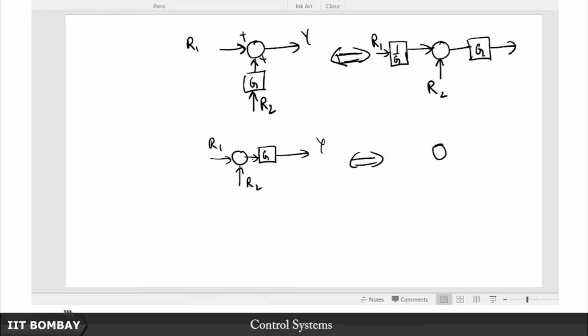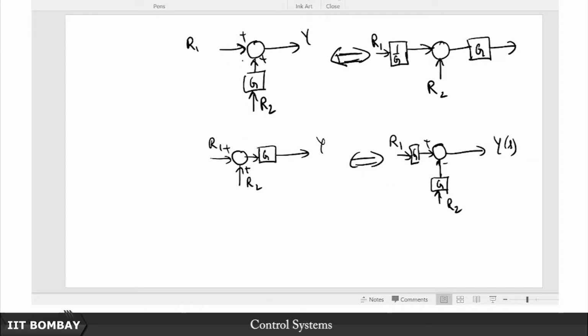There is nothing on the right hand side of the summer, there is no block on the right hand side of the summer. So what do you do then? Well, you notice that this is nothing but G times R1 plus R2. So therefore, if you don't want the block here, you better put it on the input side, both here as well as here, right. So that is another equivalence, right.